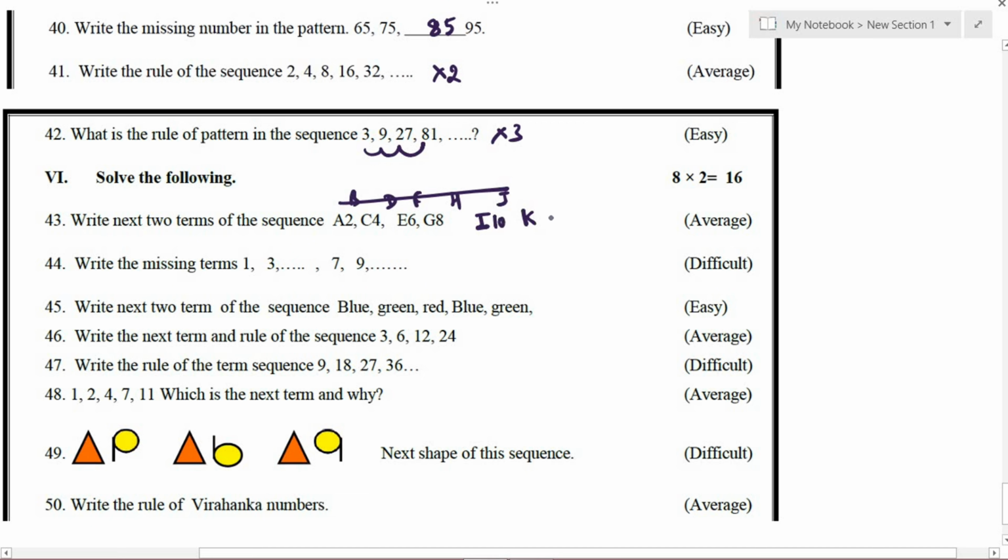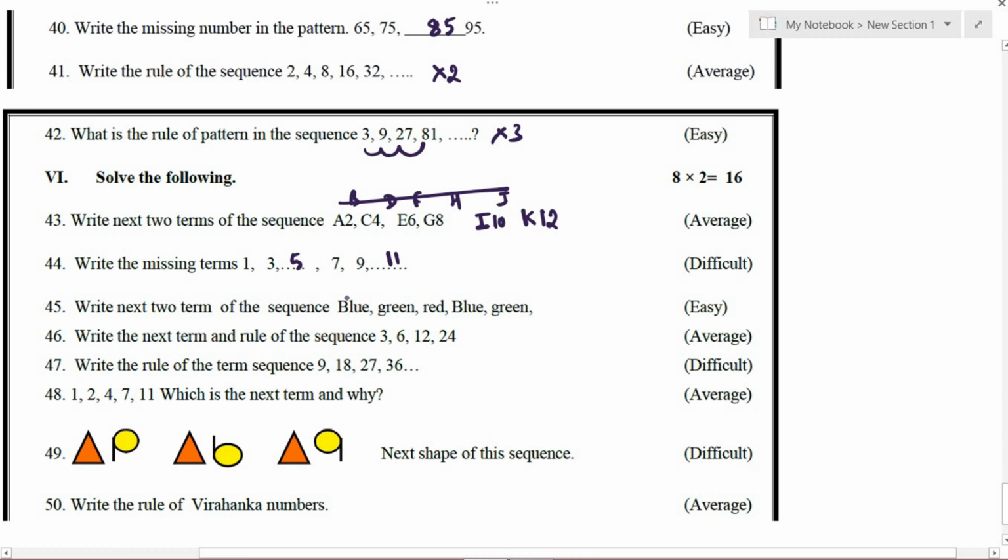And he wrote the table of 2. 2 fours are 8, 2 fives are 10, 2 sixes are 12. So 10, 12 is the correct answer. Write the missing term. He wrote the odd numbers here: 1, 3, 5, 7, 9, 11.